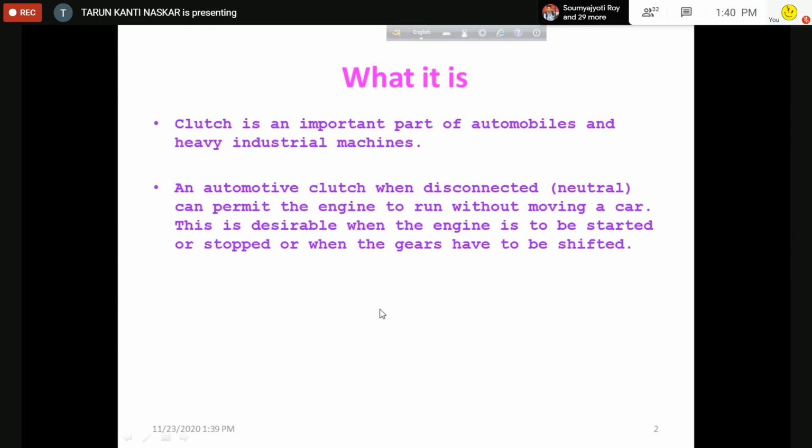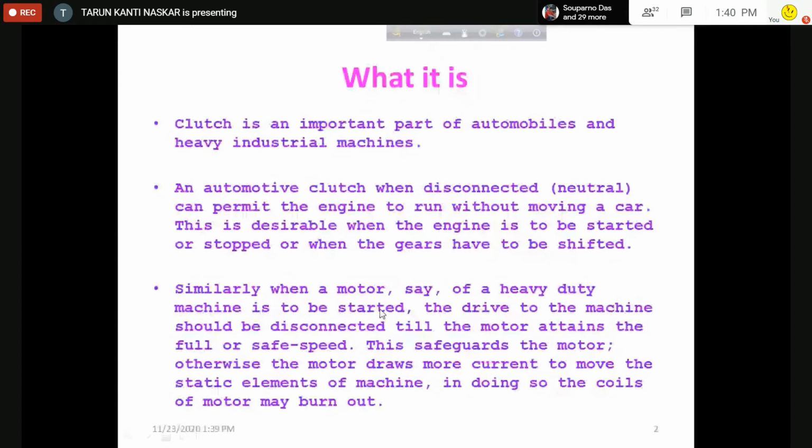Now similarly, the second point is for automobile. Now the third point. Say you are using a motor and there is a heavy duty machine, anything heavy duty, and that is to be started. So the drive to the machine should be disconnected till the motor attains the full or set speed, and the clutch should be disconnected in the neutral position. Otherwise, the motor may fail.